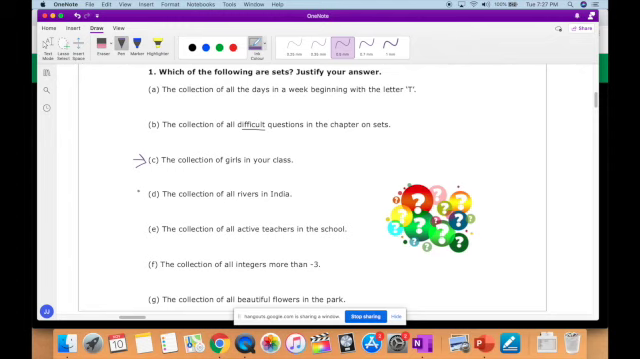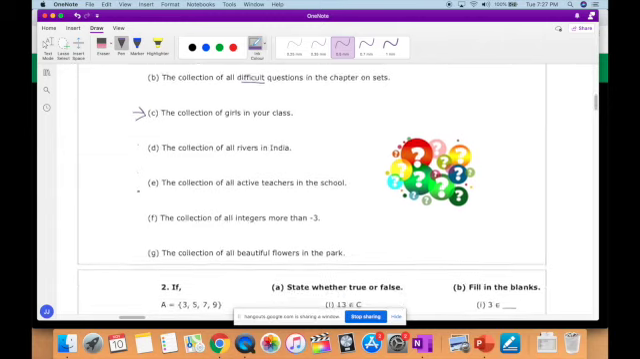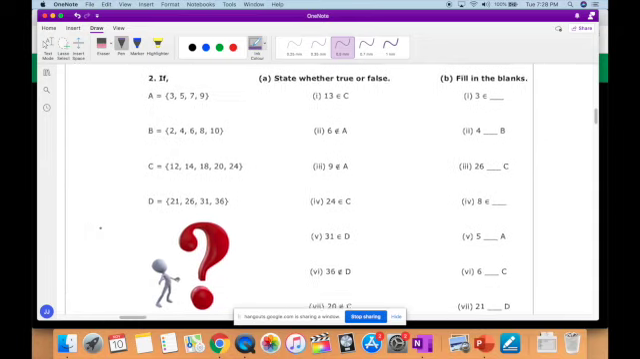Collection of rivers in India. Yeah. Collection of all active teachers in the school. No, it is not. We don't know what an active teacher is. Right? Collection of all integers more than -3. Yeah. Collection of all beautiful flowers in a park. No, because what I might find beautiful, Shazay might find ugly, right? So, I don't know. Right.